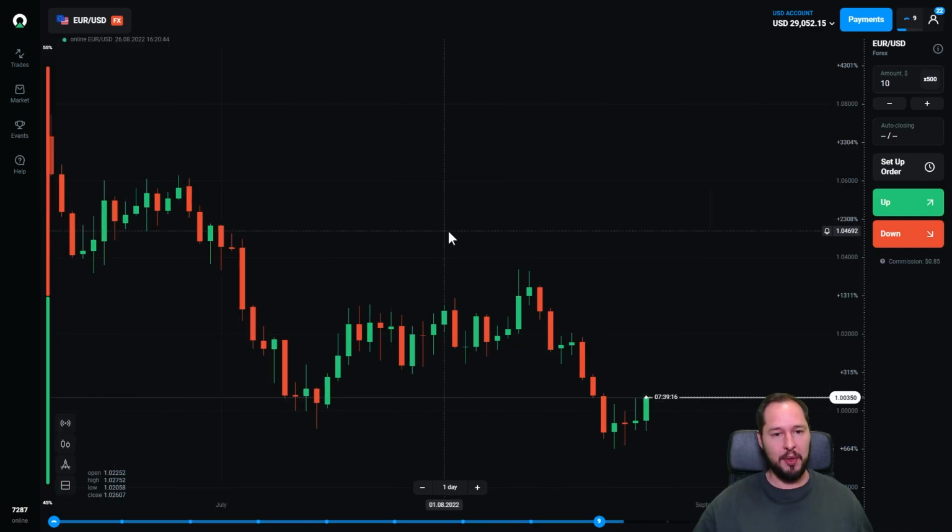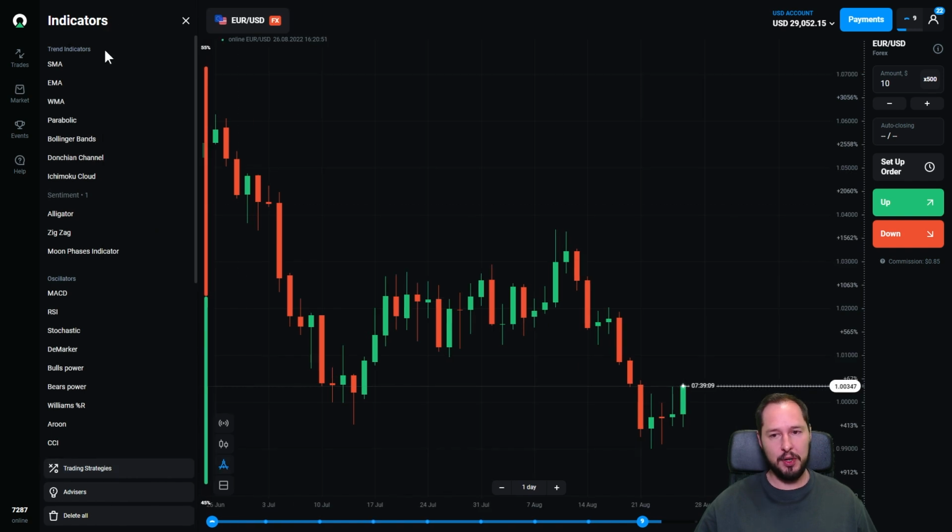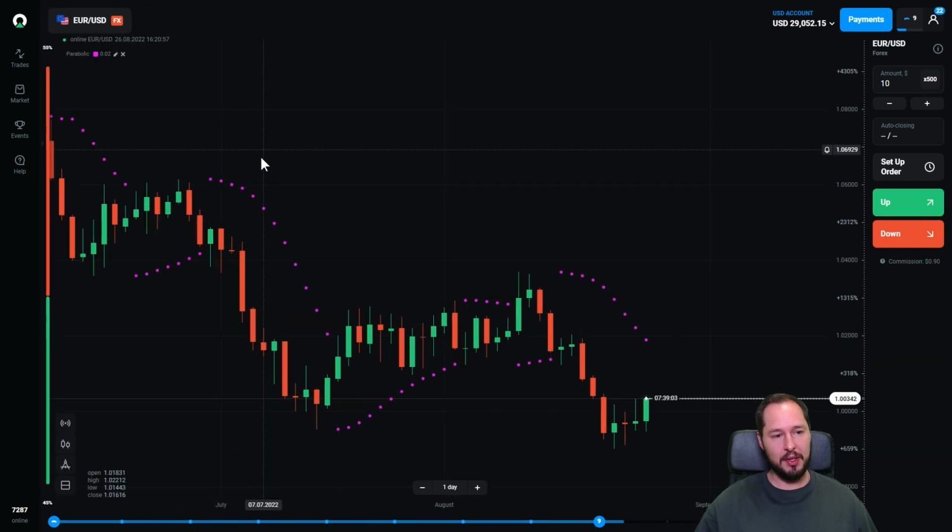So let's start from the beginning. We need to add indicators to the platform. In order to do this, you need to click here, go to the trend indicator section and choose Parabolic. Here it is. The parabolic is represented by these purple dots above and below the chart.